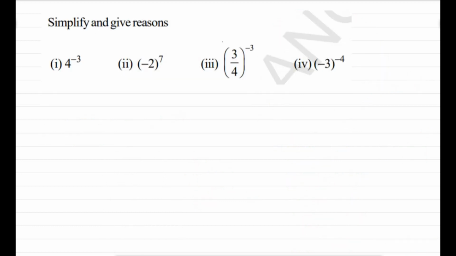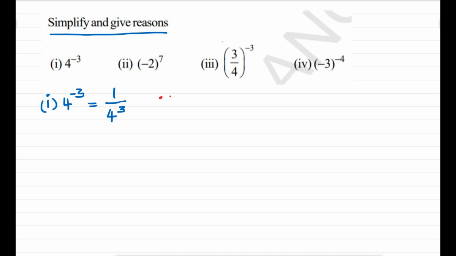Let us enter into exercise problems. Simplify and give reasons. Reasons means why you are writing that step, you have to write the reason. I'll take 2 problems and the remaining 2 I'll give for homework. Let me take the first one: 4 to the power of minus 3. This can be written as 1 by 4 to the power of 3.